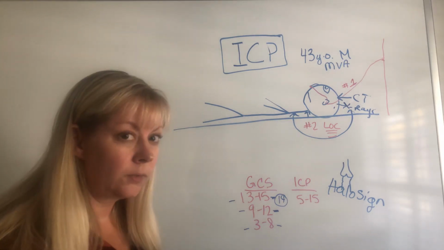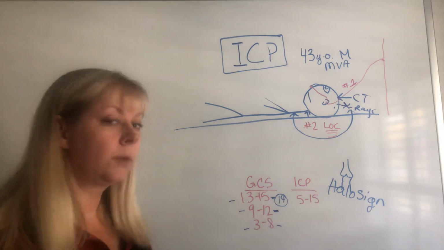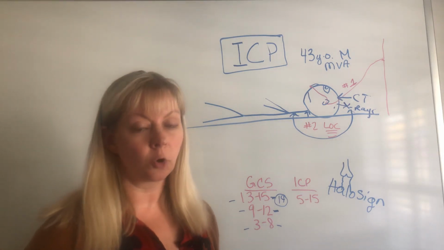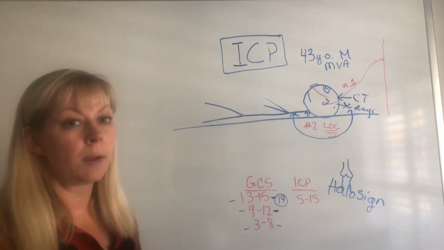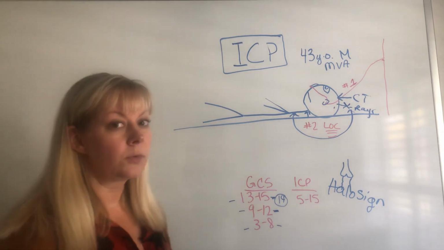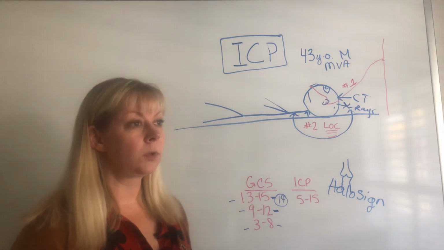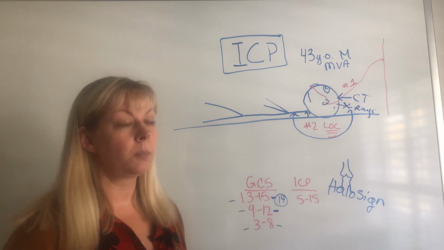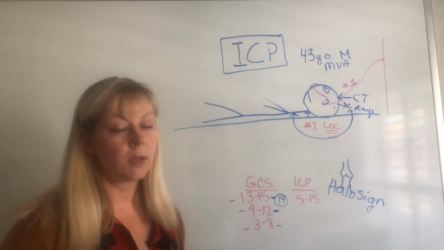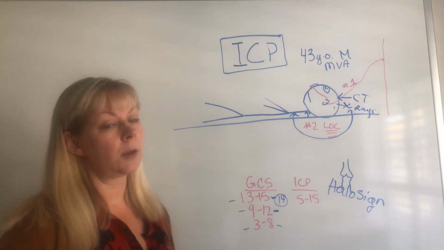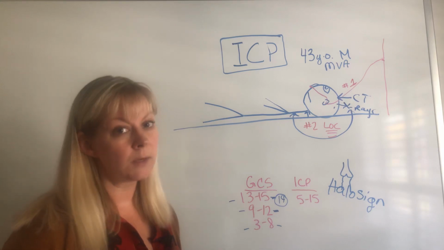because remember, your level of consciousness is the most sensitive and earliest indicator of increased intracranial pressure. All right, so remember that. So level of consciousness is very important. Yes, you can see changes in blood pressure and stuff, which is also important, but just know that level of consciousness is the most sensitive indicator of that.